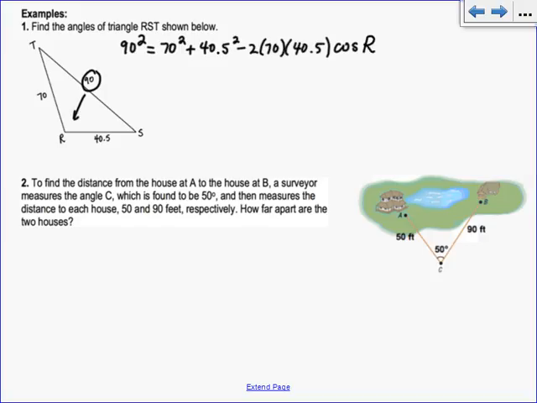It's whatever was across from 90. And the biggest mistake people make here is they try to combine all of these numbers. So do you guys see how the cosine of r is attached to that number? Sometimes it helps if people do big parentheses there so they know those are all together. So what I like to do is subtract the 70 squared and the 40.5 squared over so I don't get confused. And then I have negative 2 times 70 times 40.5, so negative 5,670 cosine r.